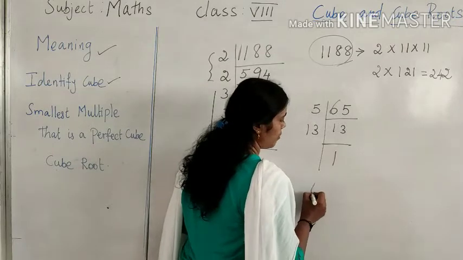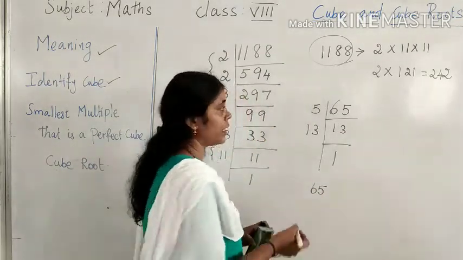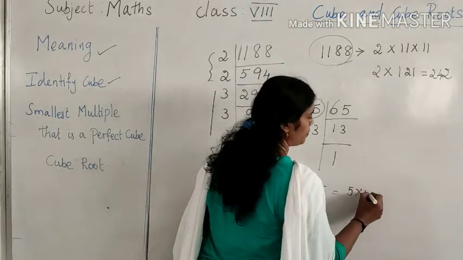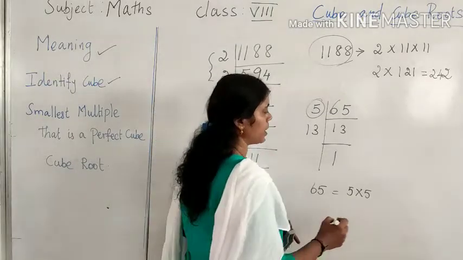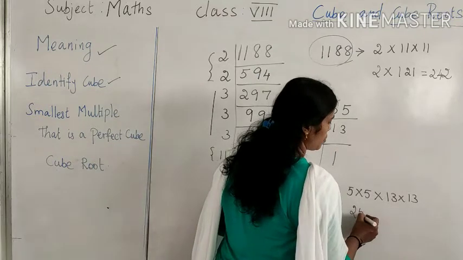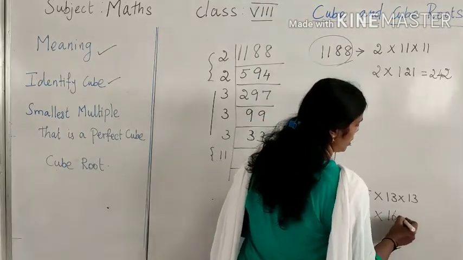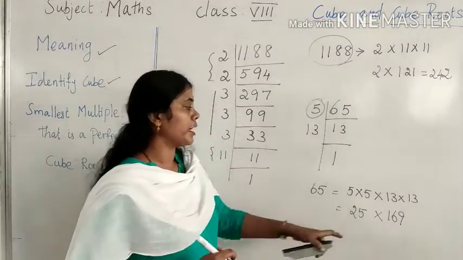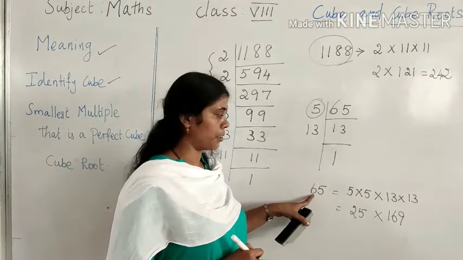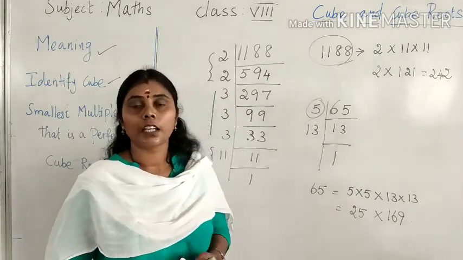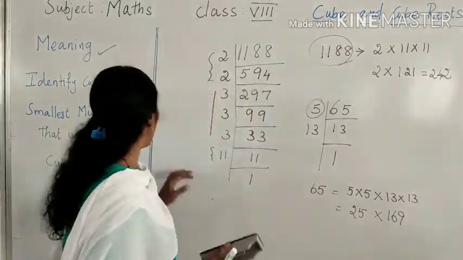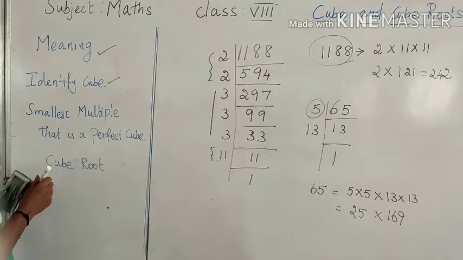To make this 65 a perfect cube, which number should be multiplied? To make this one a pair, we need 2 more 5, and for 13, 2 more 13. So 5 multiplied by 5 is 25 and 13 multiplied by 13 is 169. So if you multiply 169 by 25, and multiply this value with 65, you will get the number that is a perfect cube number. Right? And now the third topic is over.